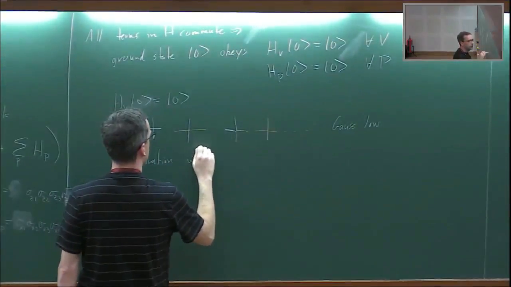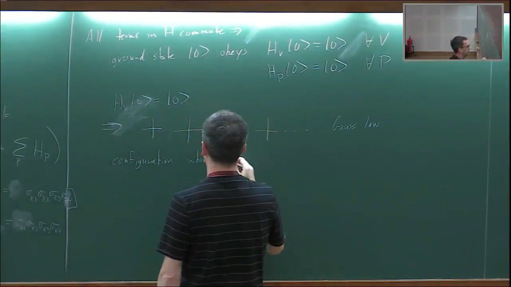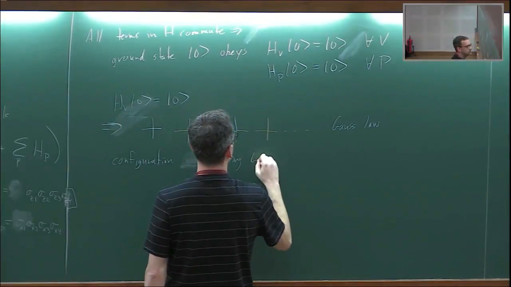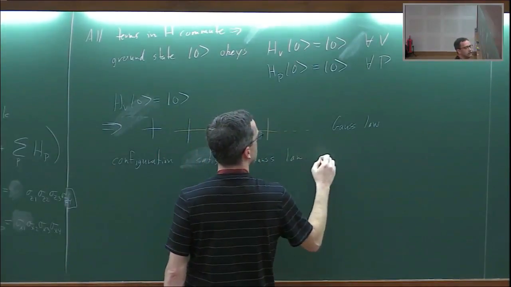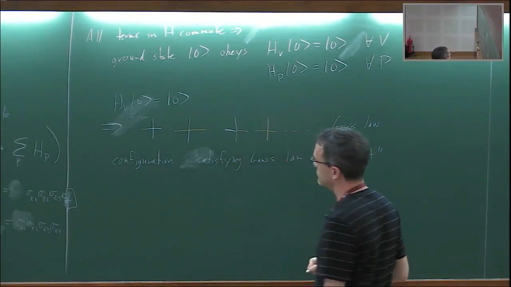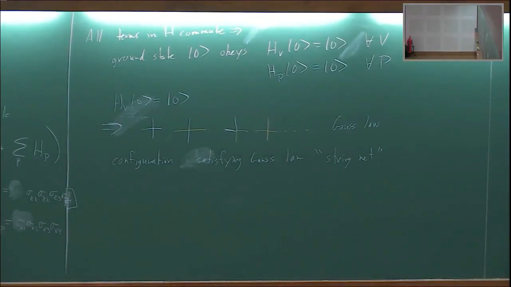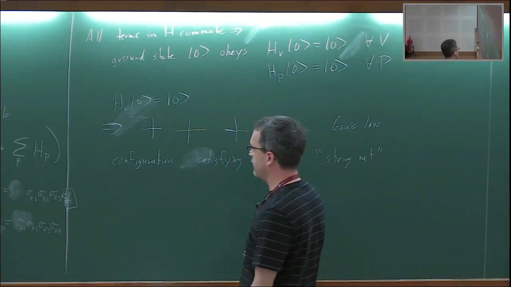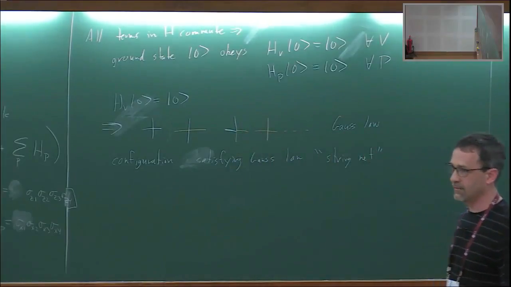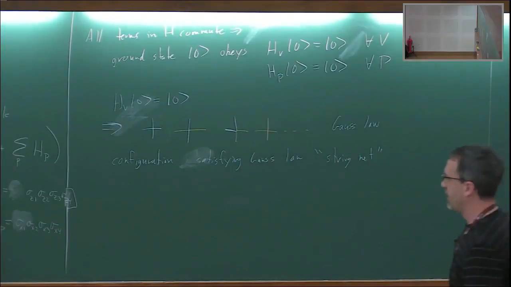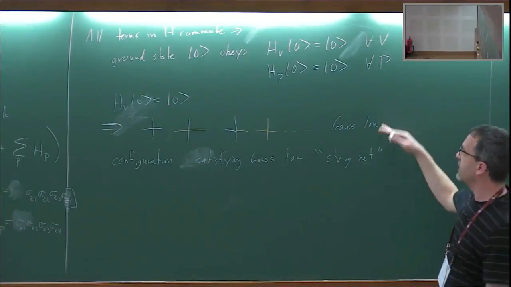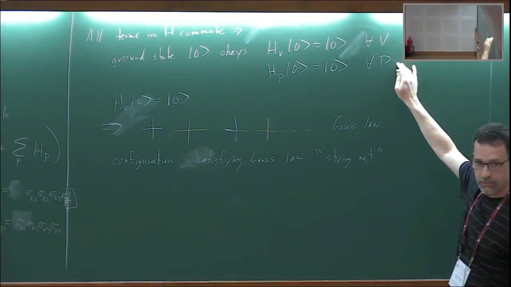So a configuration satisfying this Gauss law is called a string net. Fancy term. Well, I'm calling it a unit of flux if it's spin up on a link. And if it's spin down, I'm calling it not a unit of flux. Okay? And now it's time to impose, so anything that obeys the Gauss law obeys this constraint, and now we want to impose this one.